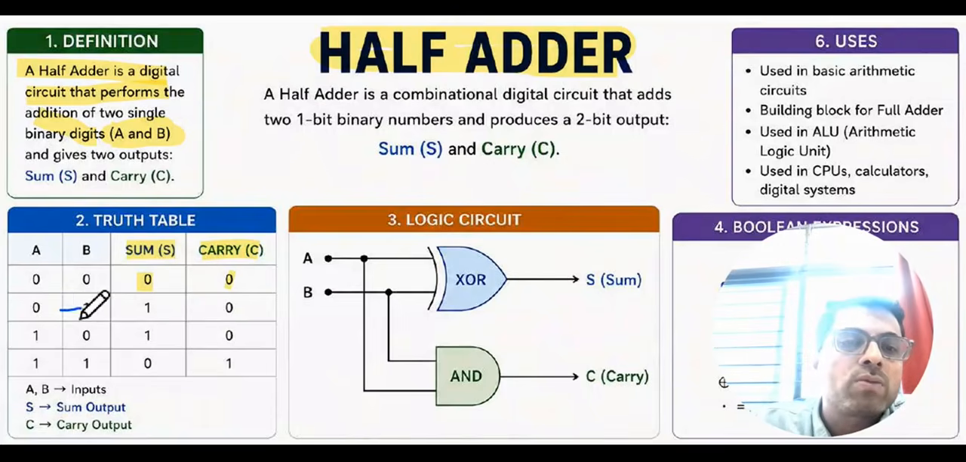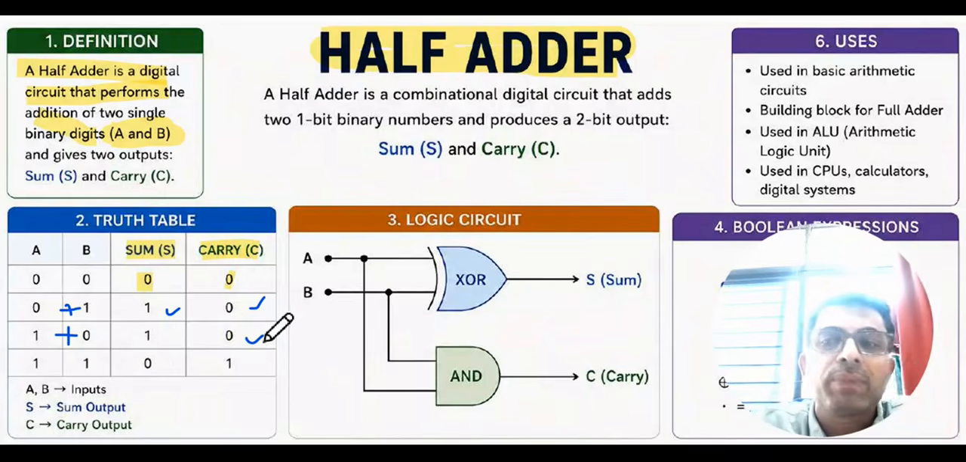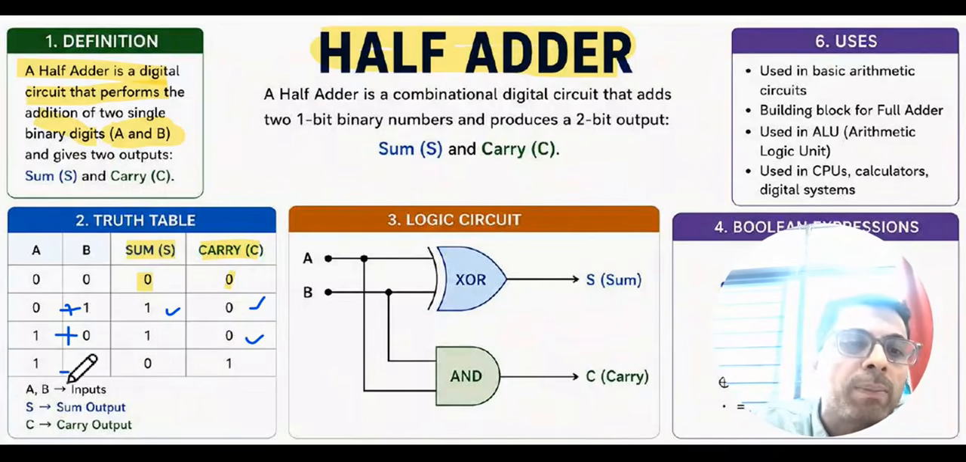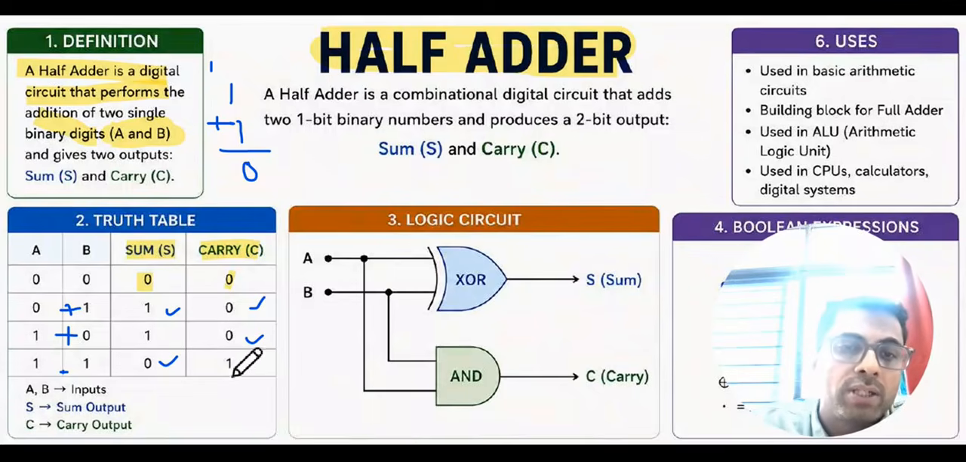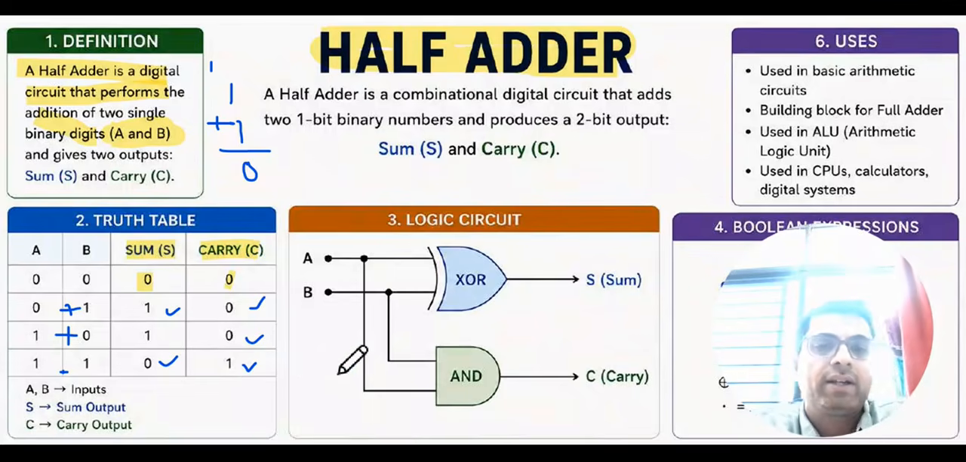Now what is 0 plus 1? That is 1, and carry is not generated, so I have written here 0. Now what is 1 plus 0? Again you will get the same, that is 1, and carry is not generated, so I have written here 0. And what is 1 plus 1? In binary addition, 1 plus 1 is 0, answer is 0, and the carry is generated 1, right? So the sum is 0, and carry is 1.